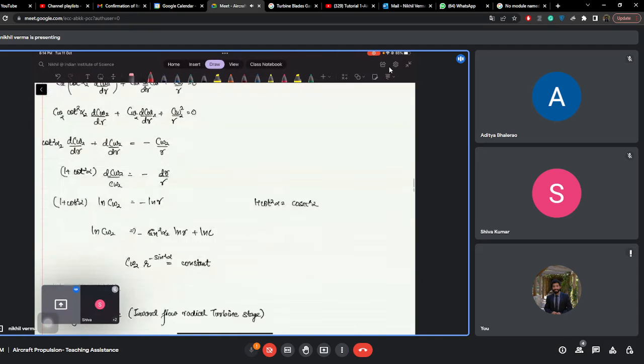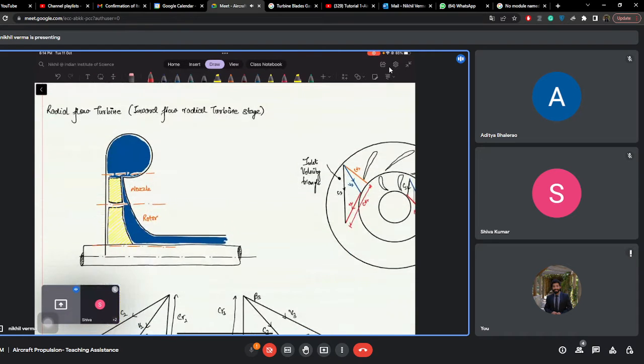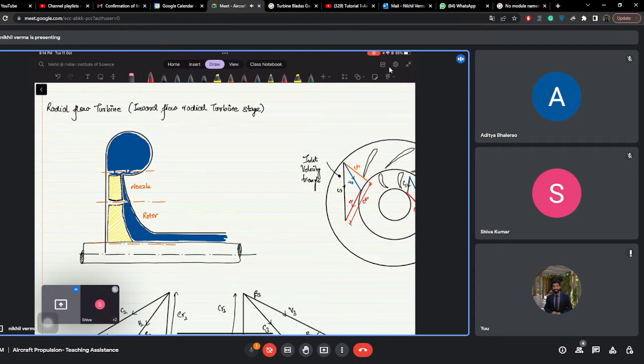Then let us come to the radial flow turbine. Can somebody tell me an example of a radial flow turbine? Which turbine acts as a radial flow turbine? Or you can answer this as a mixed flow turbine. One example is the Francis turbine, where the flow comes from the volute.